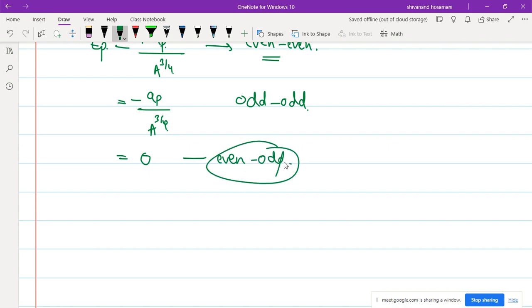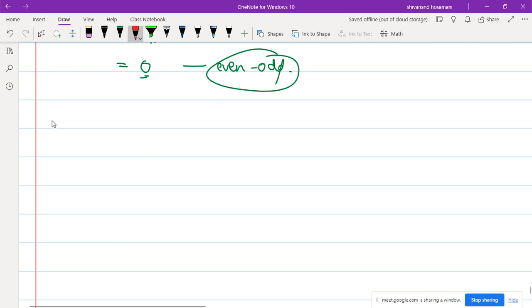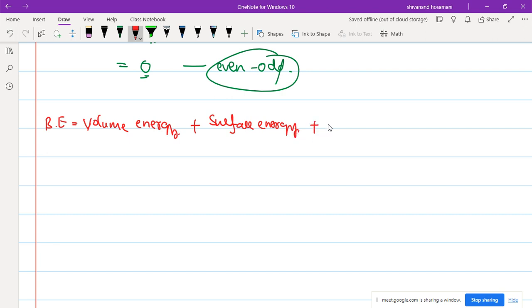So now the total binding energy is going to be, the first part is the volume energy term. Then next is the surface energy. Then plus the Coulomb energy term. Next is plus the asymmetric energy term.